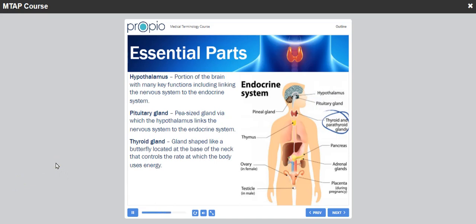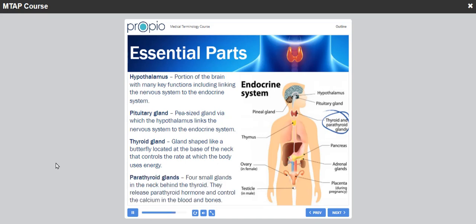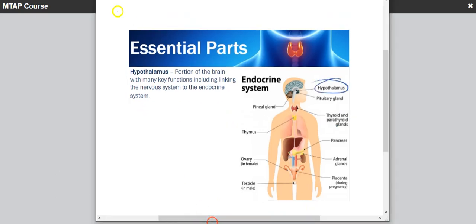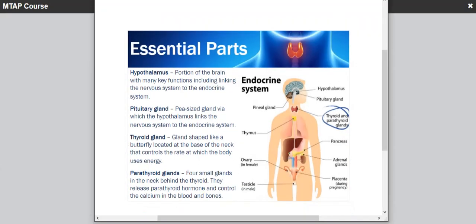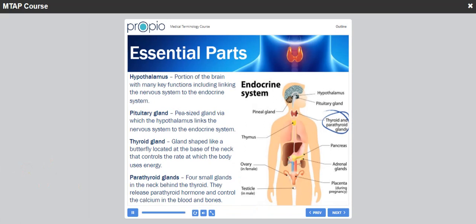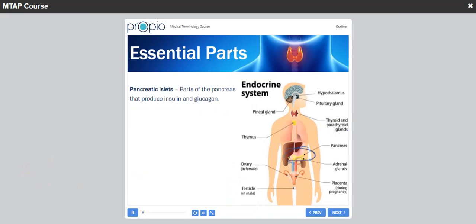Parathyroid glands. These are 4 small glands in the neck behind the thyroid. They release parathyroid hormone and control the calcium in the blood and bones. Pancreatic islets. They are parts of the pancreas that produce insulin and glucagon.